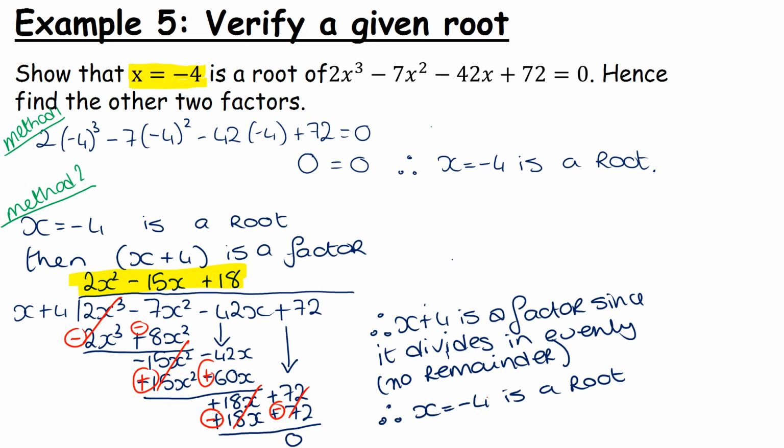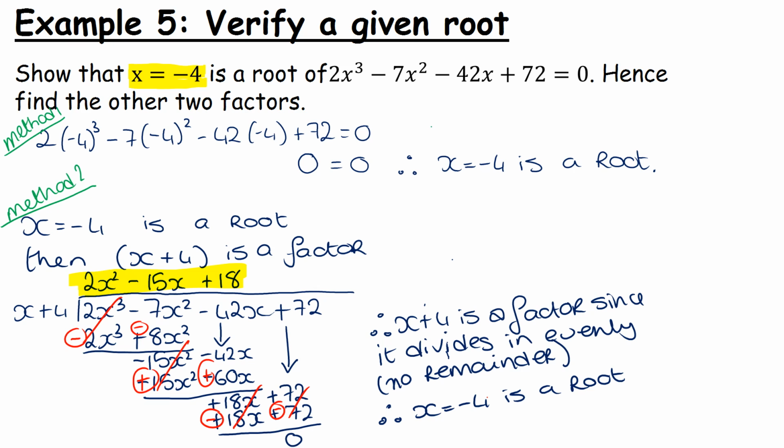If you like to use method 1 and then do your long division, that is absolutely fine, if you are happy to do that. If you want to just use method 2, that's absolutely fine, as long as you're clear. I wouldn't jump straight into just doing your long division of x plus 4, because you need to verify, or you need to back up why you're doing that. You need to be clear, you know, x equals minus 4 is a root, then x plus 4 is a factor. And when you do your summary at the end, you need to explain why.